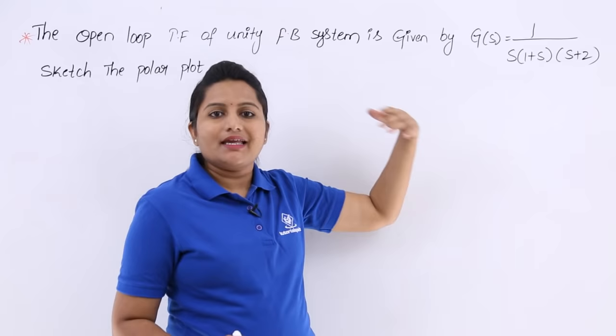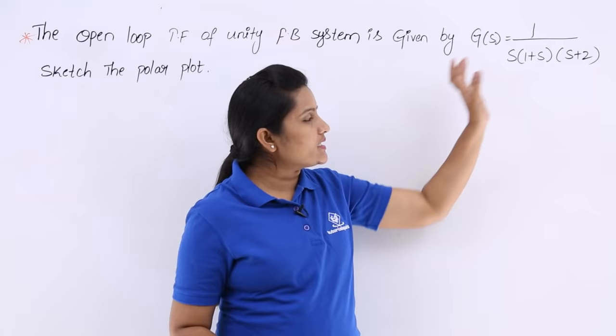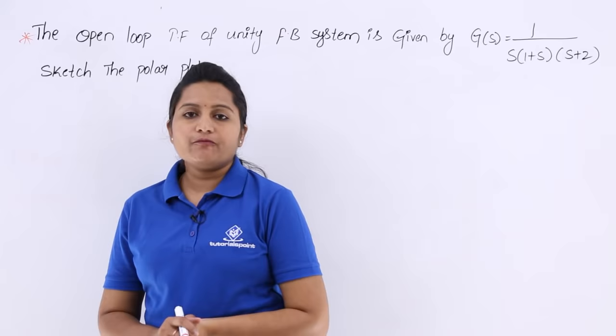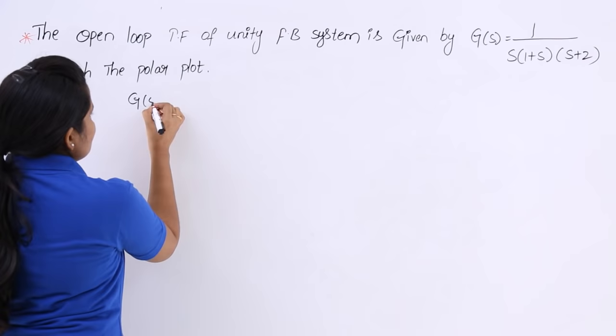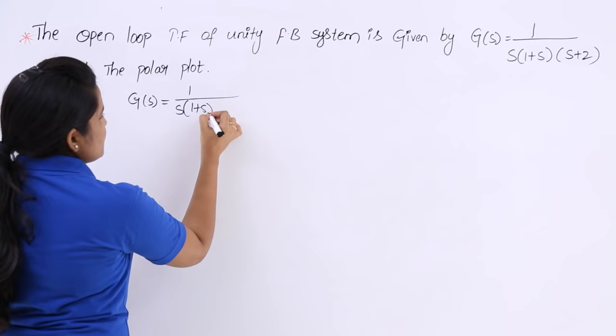G(s) is equivalent to 1 by s into (1+s) into (s+2). Sketch the polar plot. First of all, we need to consider the given transfer function. G(s) is equivalent to 1 by s into (s+1) into (s+2).